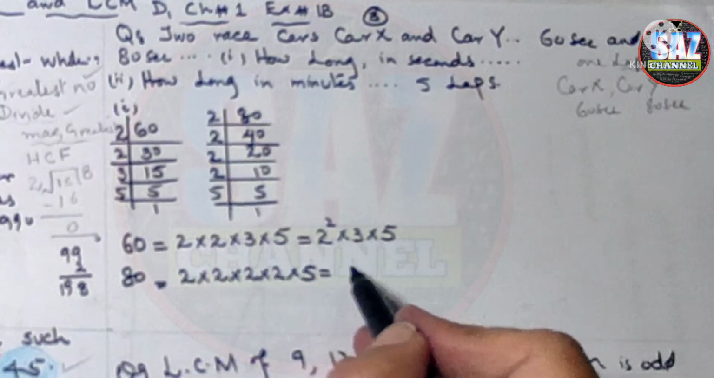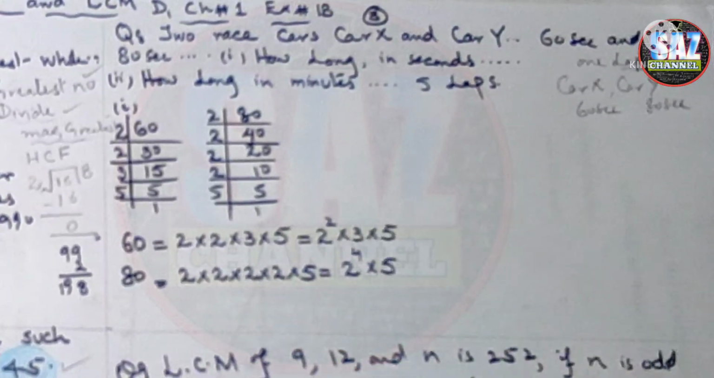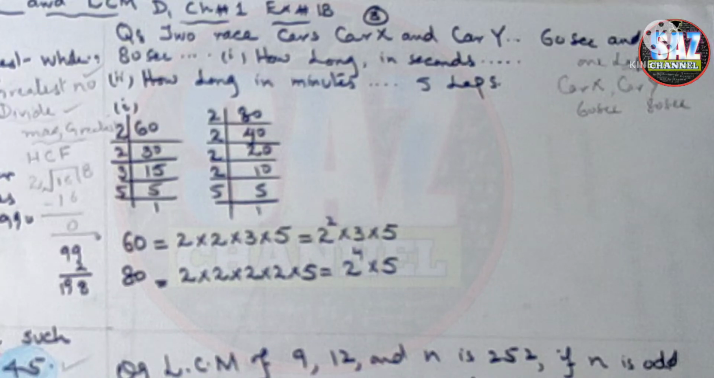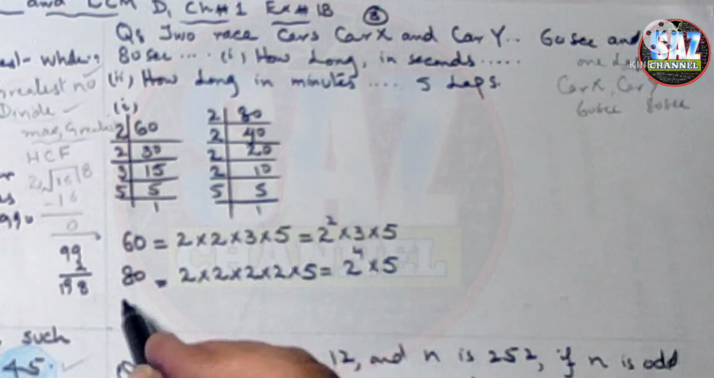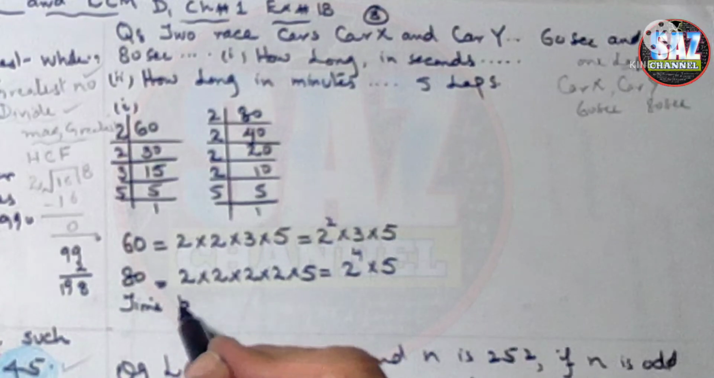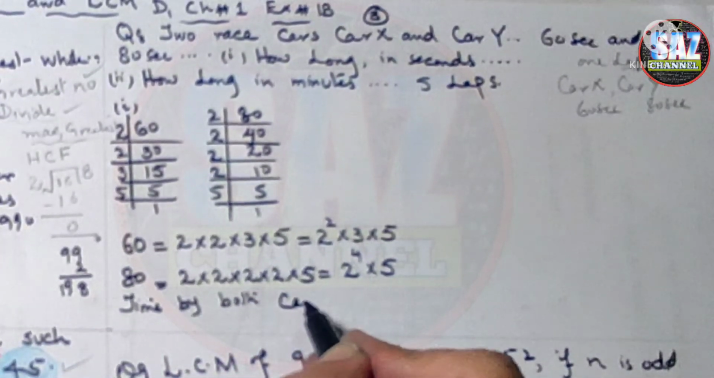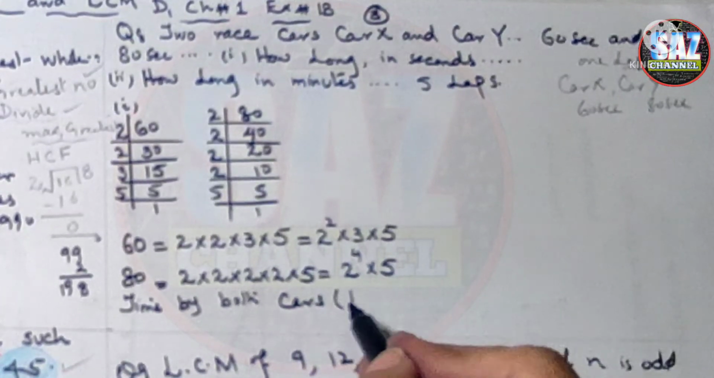So 2 how many times? 4, and multiplied by 5. Now, in order to get the answer that how long in seconds will it take for both the cars, time taken by both the cars, we are going to take the LCM.